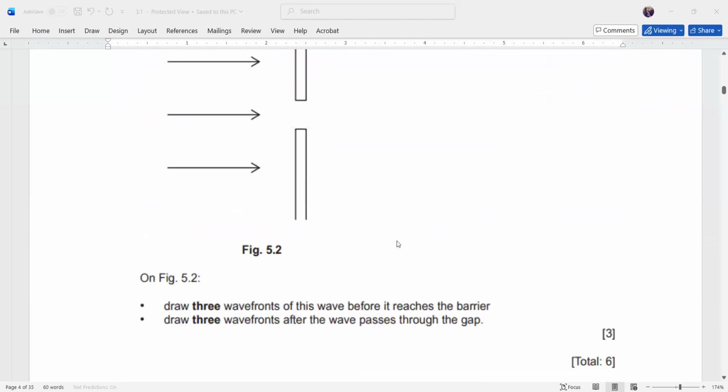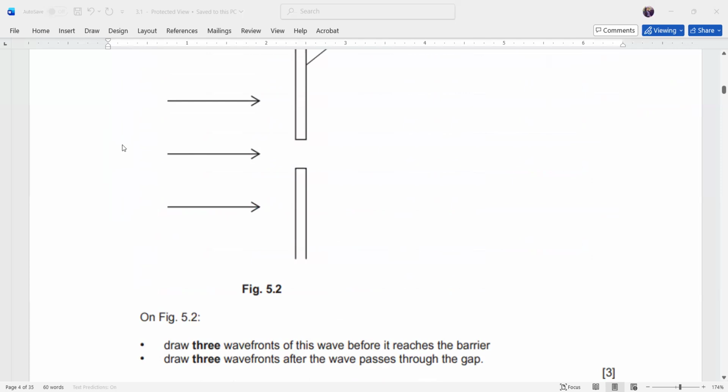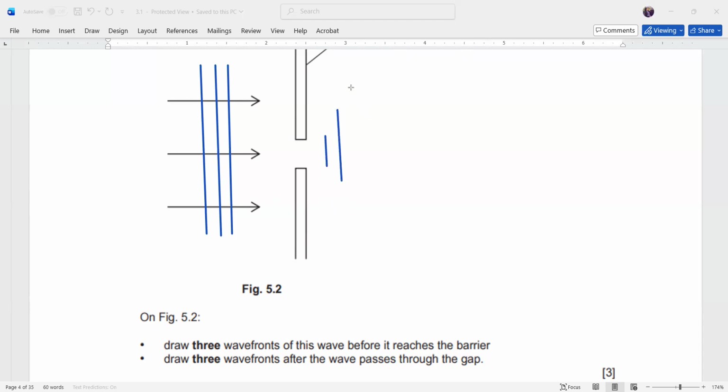Draw three wavefronts before it reaches the barrier. So if they ask, then we have to. There are three wavefronts before it reaches the barrier, so I should draw them. It should be visible that they are short, compared to the red in the previous part; this should be shorter. And three after it passes. So this is a smaller diffraction. You can just draw the straight line and make the edges bend.